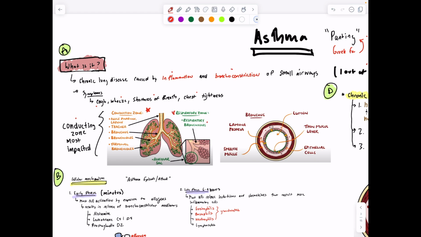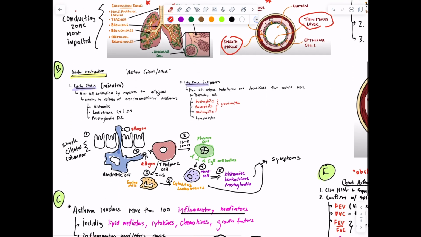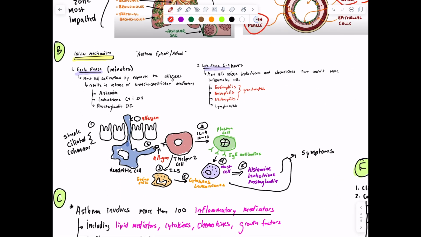Why would that be the case? Well, just think about bronchoconstriction, smooth muscle constriction. We have mucus here, so extra mucus, right? There's a lot of opportunities for things to go wrong in the conducting zone, specifically things related to inflammation and bronchoconstriction.